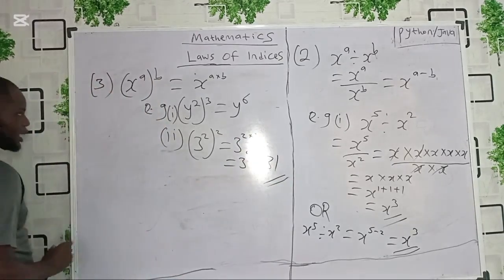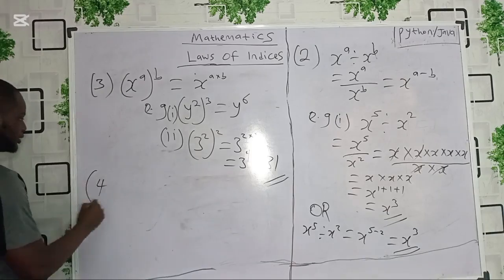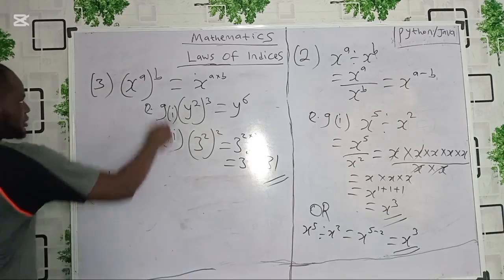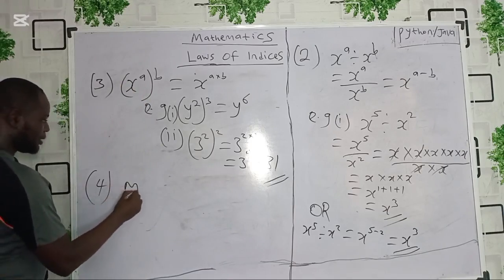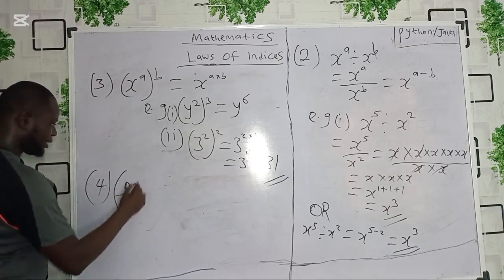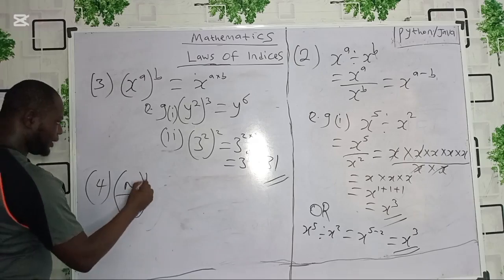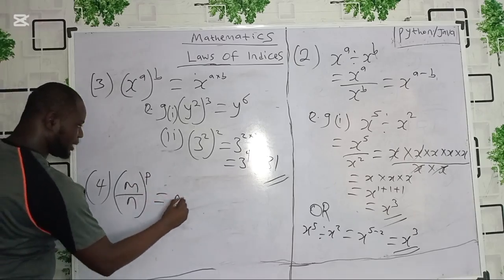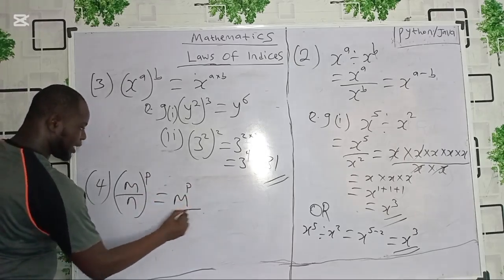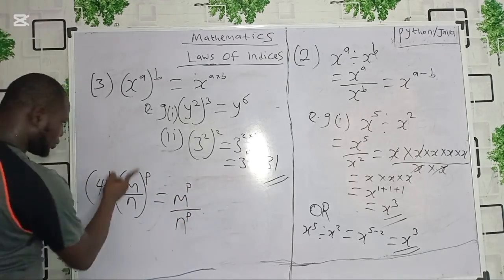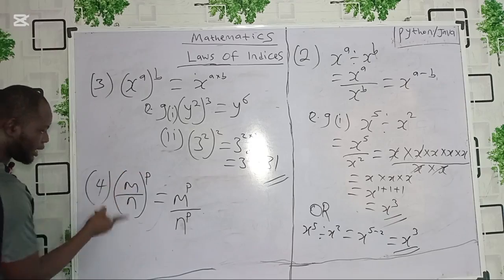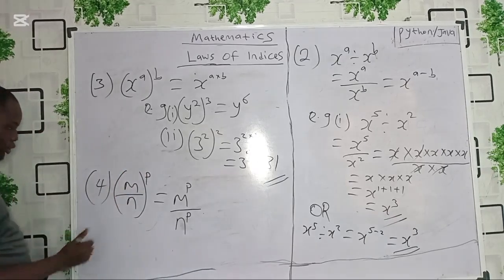Beautiful. Okay. Then another law states that, similar to this one, if I have something like m divided by n, everything raised to power of p, this one will now become m raised to power p divided by n raised to power of p. That is, we are going to do what? We are going to distribute this power over numerator and denominator.